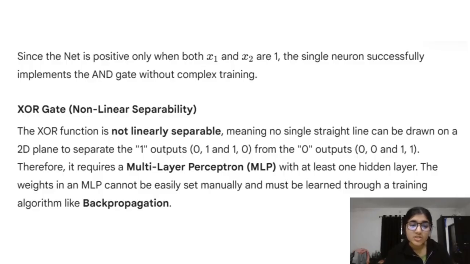Then XOR gate, non-linear separability. The XOR function is not linearly separable, meaning no single straight line can be drawn on a 2D plane to separate the 1 outputs, that is 0,1 and 1,0, from the 0 outputs, which are 0,0 and 1,1. Therefore, it requires a multi-layer perceptron, that is MLP, with at least one hidden layer.